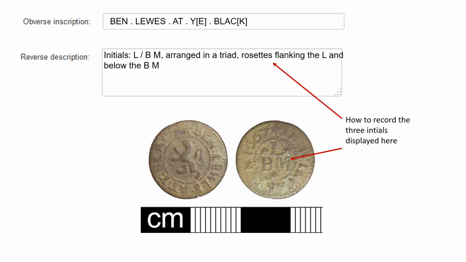Here you can see the obverse inscription field completed according to the usual conventions. Also shown is the reverse description field, so that you can see the convention for rendering the triad of initials that is often found on these tokens.